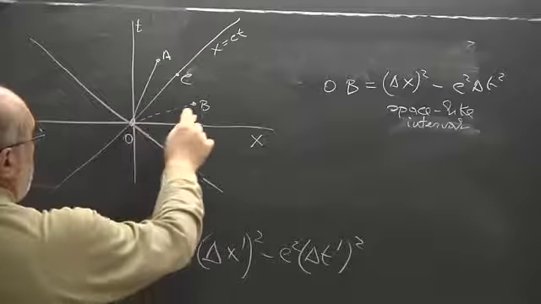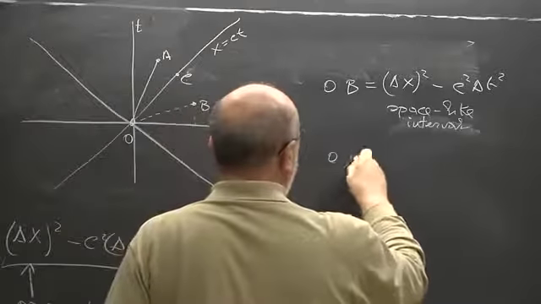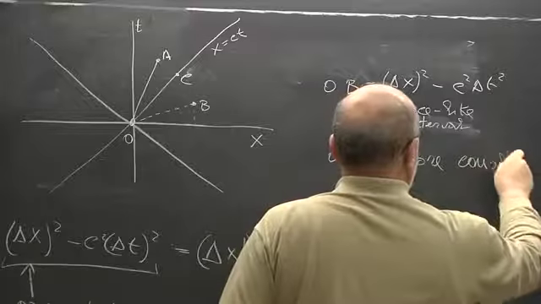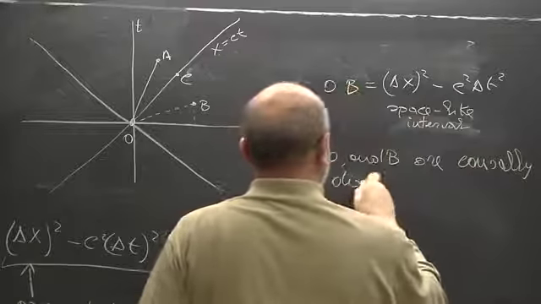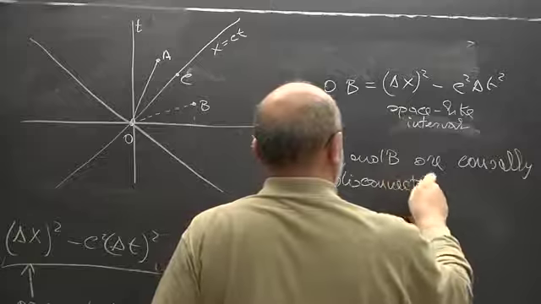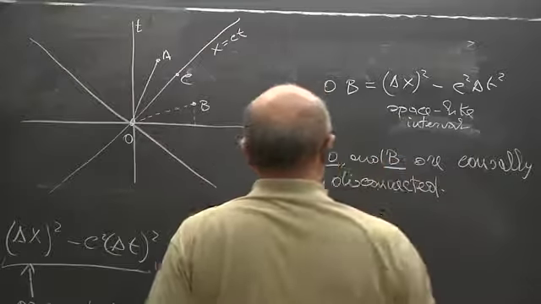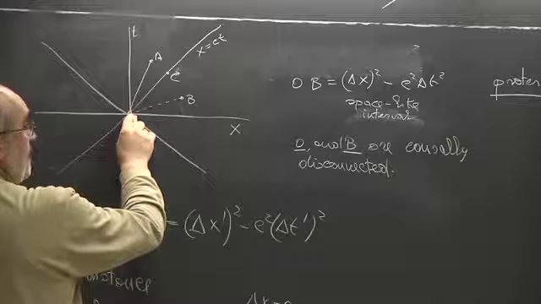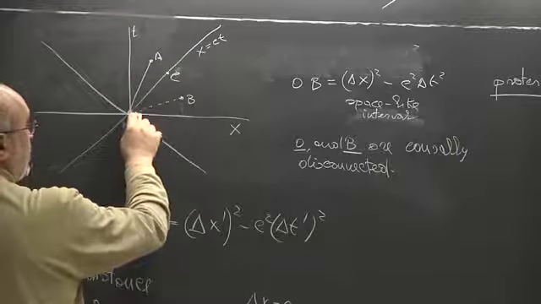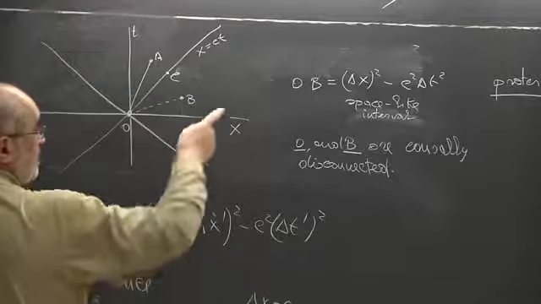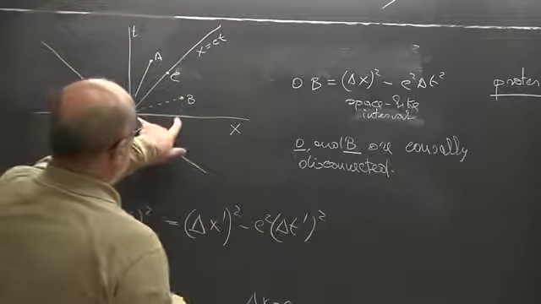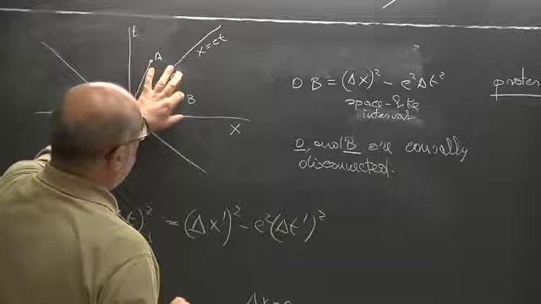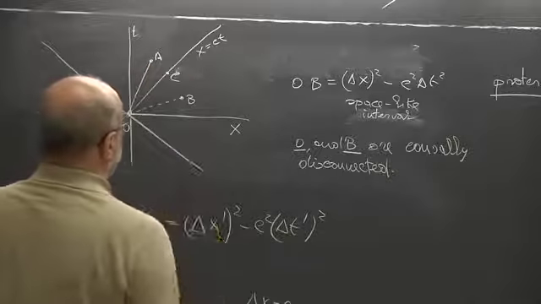And these two, O and B, are causally disconnected. It means there is no signal traveling at a speed, at most the speed of light, that can reach B starting from O in an interval of time delta t. You see the distance is much longer than the one that would be covered in an interval delta t by the speed of light. So these are causally disconnected.